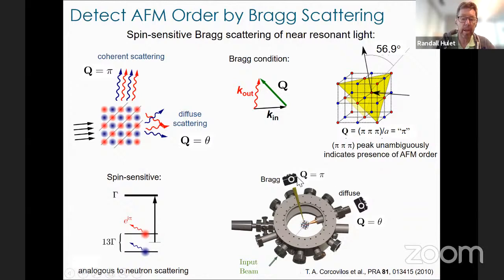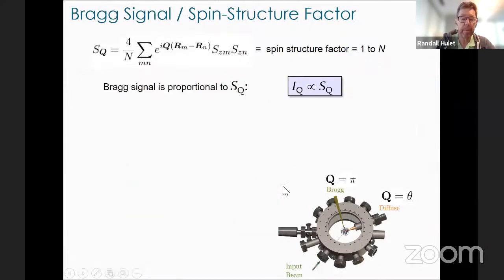So again, we put our camera at these various angles. This one's just used for normalization. This is the one that actually provides the signal. And we send in light from down here, and we see what we got.